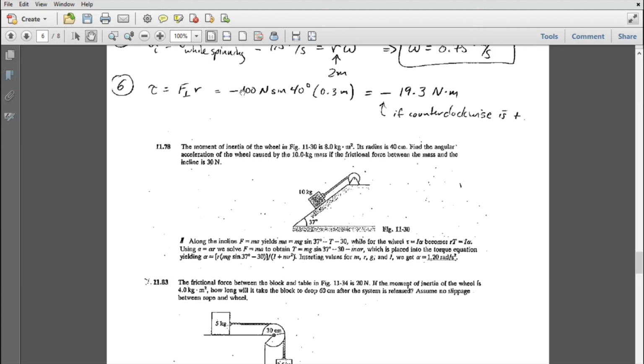Oh, and I guess I missed the sign. It looks like I didn't specify in this problem. So the magnitude of the torque would be this number without the minus sign. If we take counterclockwise to be positive, then we'd have an extra minus sign in front of it. But I don't think that was in the statement of the problem.